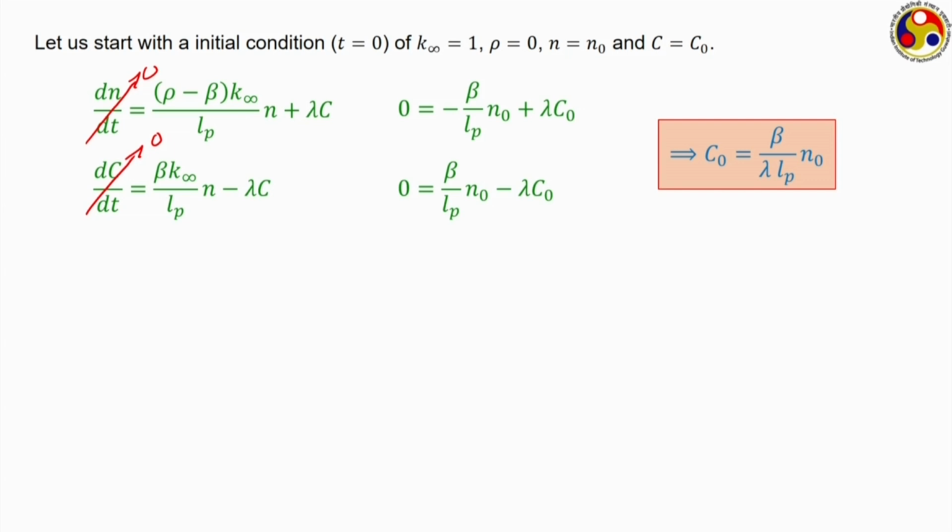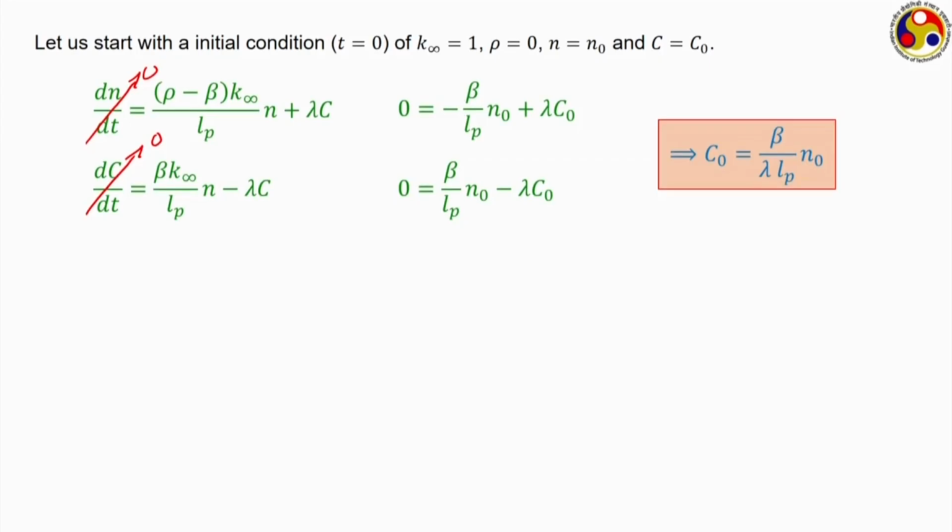So, we are getting C naught equal to beta upon lambda LP into n naught. That is, once we know the value of these 3 parameters beta, lambda and LP, which all of them generally are quite standard, beta equal to 0.0065 for uranium 235, lambda value was also known, which is the average value of decay constant combining all possible delayed neutron precursors, and LP is generally of the order of 10 to the minus 3. So, we have a relation between C naught and N naught.